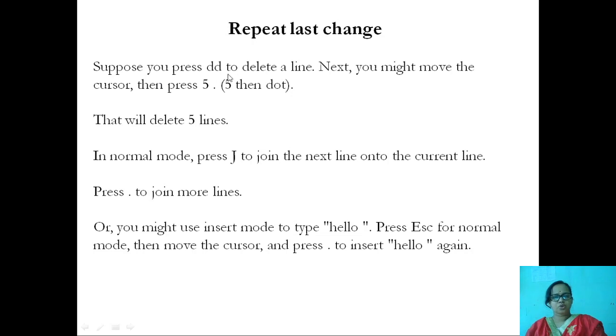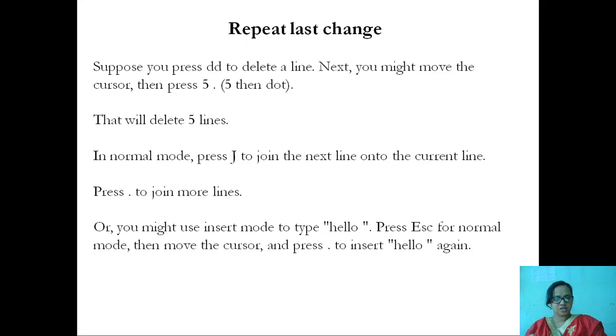Suppose you press dd to delete a line, next you move the cursor, then press 5 dot. You have deleted one line, and you have moved to another line and pressed the dot 5 times: 1, 2, 3, 4, 5. What it will do is delete 5 lines from the current line. Wherever the cursor is placed on the current line, after that the lines will be deleted.